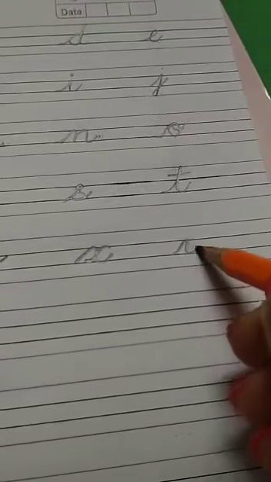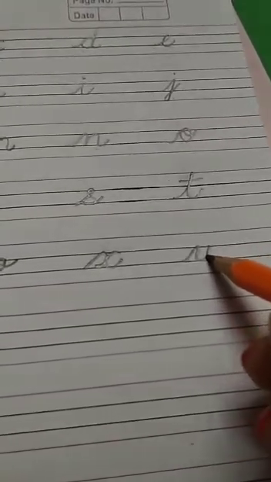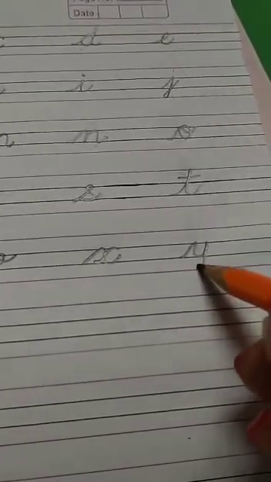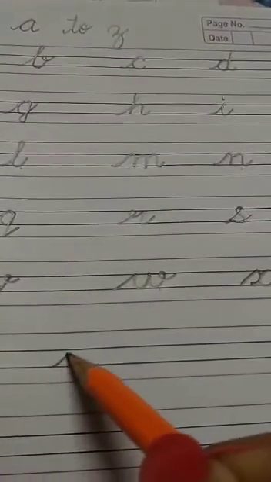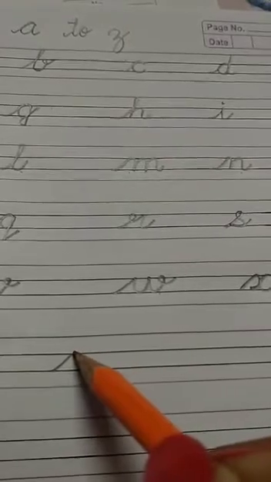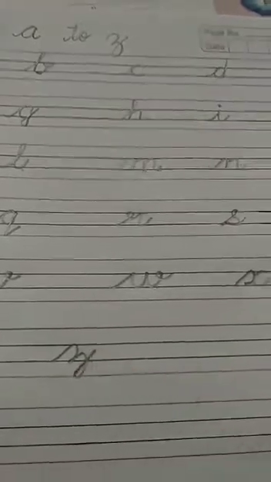And Y, like U, same, but we will go to fourth line this time. Okay, this is your Y. The last letter Z, we'll start it from third line, go to second line, then make this, and okay, this is your Z.